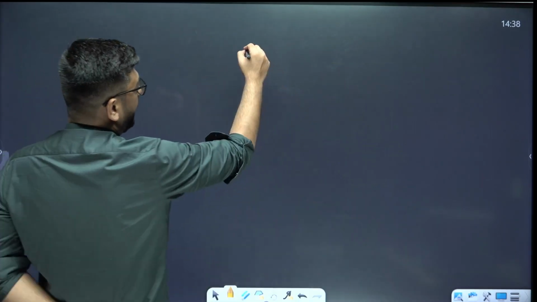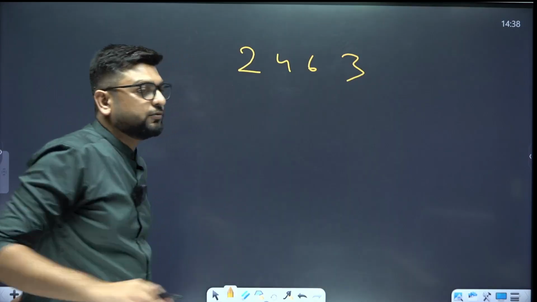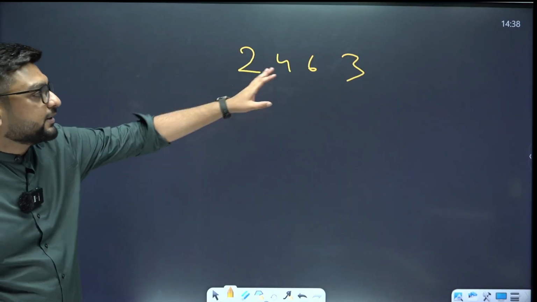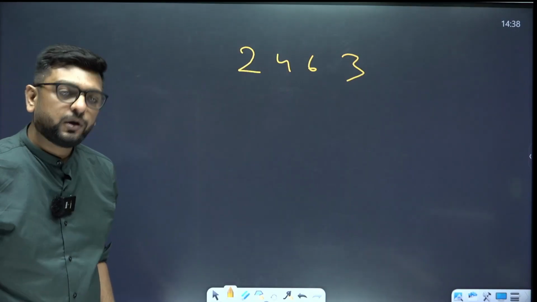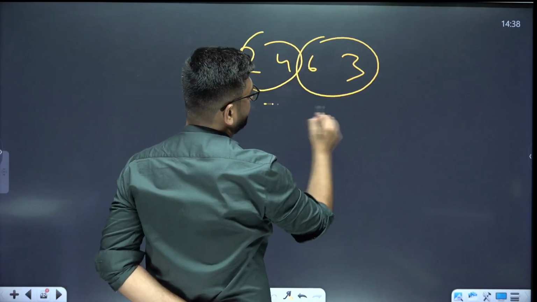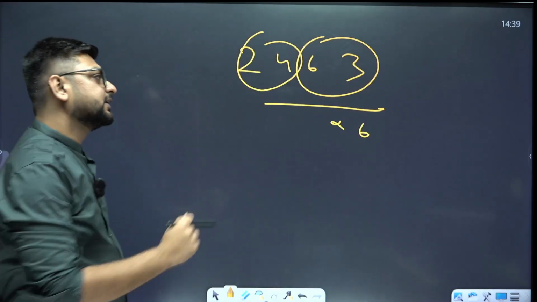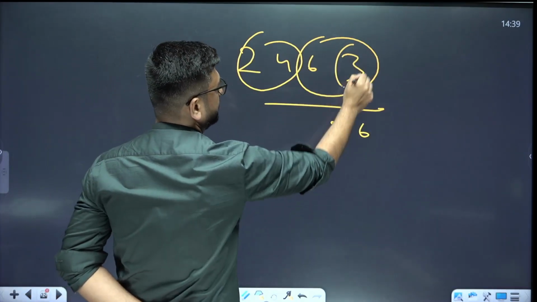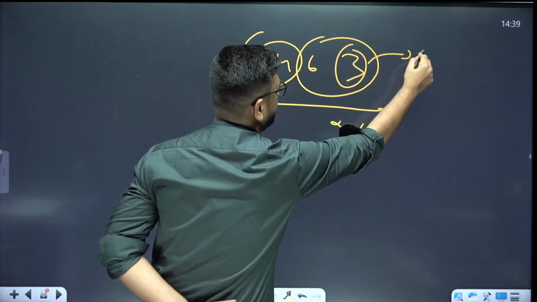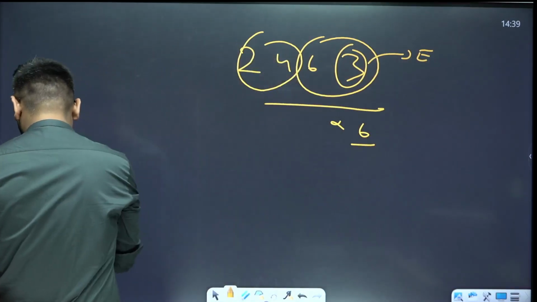Let's suppose I have 2463, all right, 2463. Is it divisible by 2? No, it is divisible by only 3. That means this number is not divisible by 6. Also, we can determine it in this way: if the last digit of the number is even, then only it is divisible by 6, right? Let's see the next part.